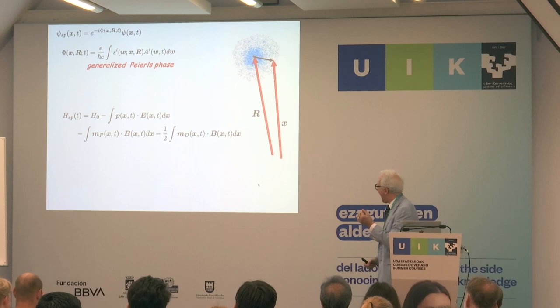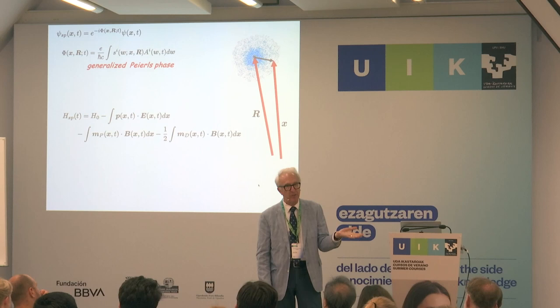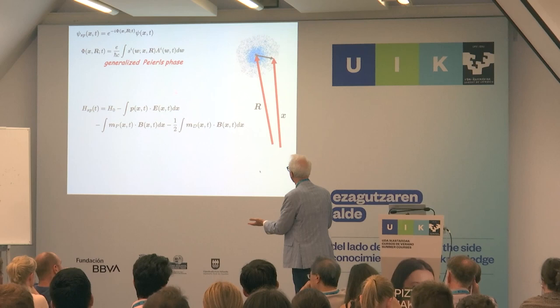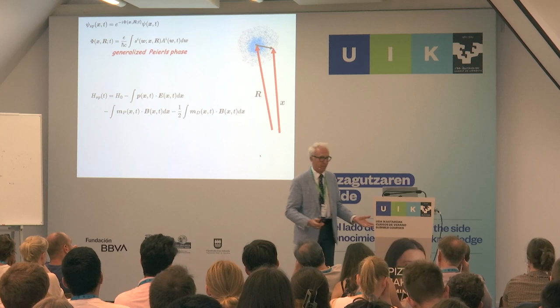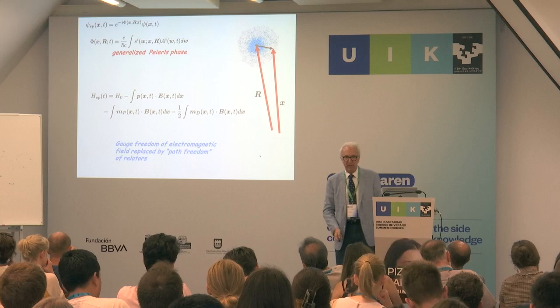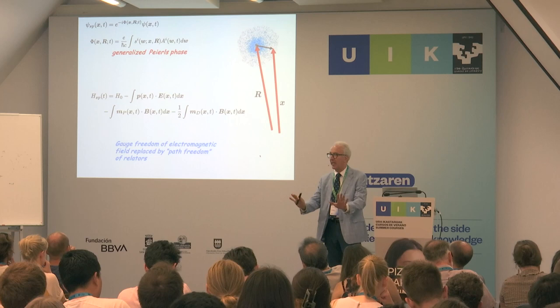Now you might say, what the heck is going on? Because I started out with a minimal coupling Hamiltonian, where I had a vector potential and a scalar potential, and I had gauge freedom in how I choose that vector potential and the scalar potential. Now everything's in terms of E and B. Where the heck did my gauge freedom go? Well, it's been replaced by the path freedom, the freedom that we use in choosing this path. As I say, we're almost always going to use a straight line, but there's a gauge freedom associated with that path.